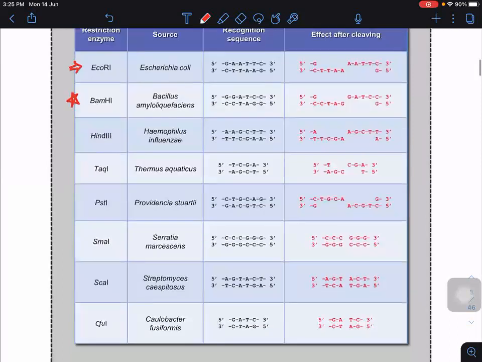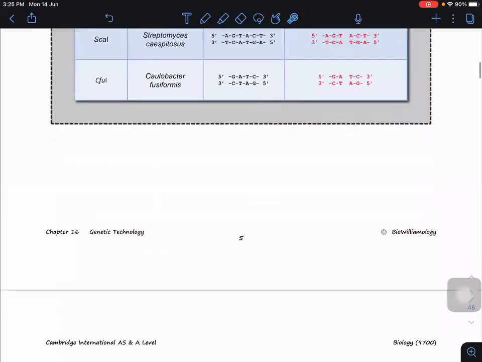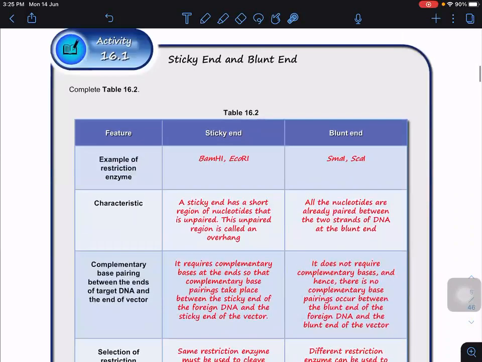What I'm going to show here is that you can see sticky end productions compared to blunt end. Can you see that? So SmaI, ScaI, and EcoRV produce blunt ends. PstI, TaqI, HindIII, BamHI, EcoRI produce what we call the sticky end. So this you need to know.